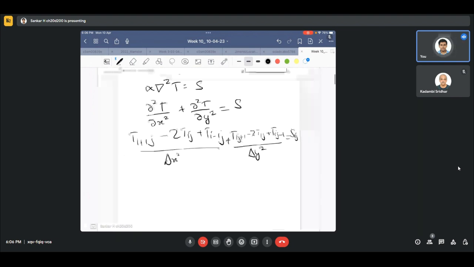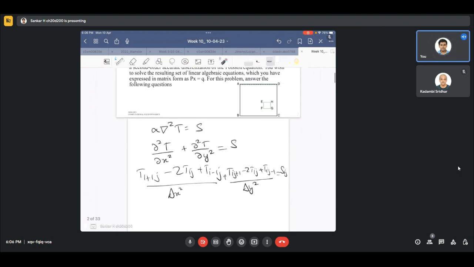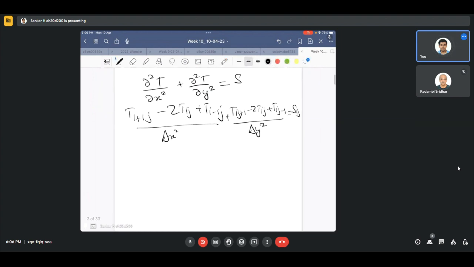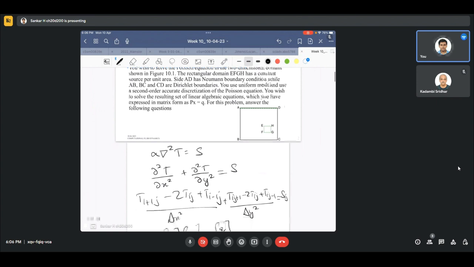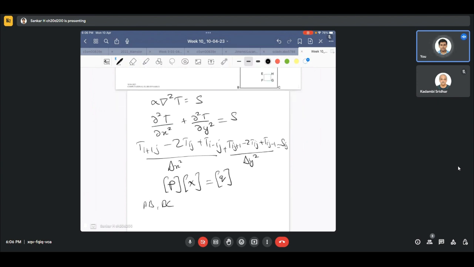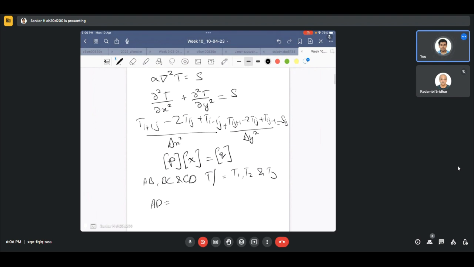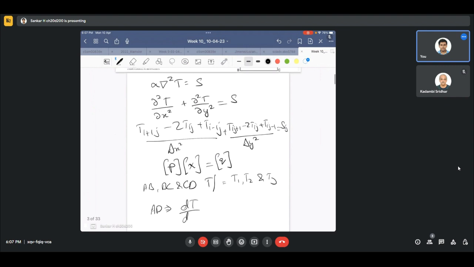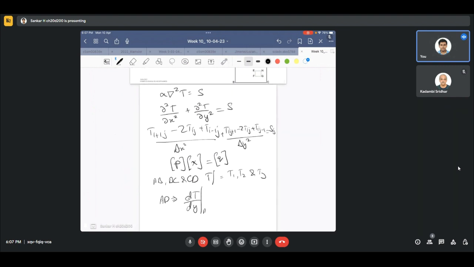And then we rewrite this. Write all the equations after discretizing this in n number of rows and n number of columns, and rewrite this in a matrix form P times, let's say the x vector here is the temperature, is equal to a Q vector, or let me put it in the notation that's given, the Q vector on the right side. Now we know that the sides AB, BC and CD have temperature at those locations specified to be some T1, T2 and T3, and at side AD the derivative of the function is present, let's say dT/dy at AD is given to be some constant, let's say C4.